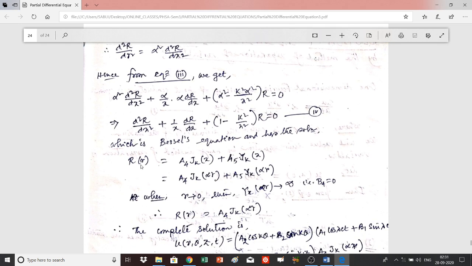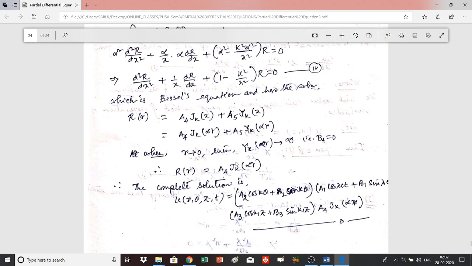has the solution for r is equal to a4 Jk x plus a5 Yk x. Obviously Jk is the Bessel's function of the first kind for order k, and Yk is the Bessel's function of the second kind for order k. And just use the value of x, that is alpha, so a4 Jk alpha r plus a5 Yk alpha r.